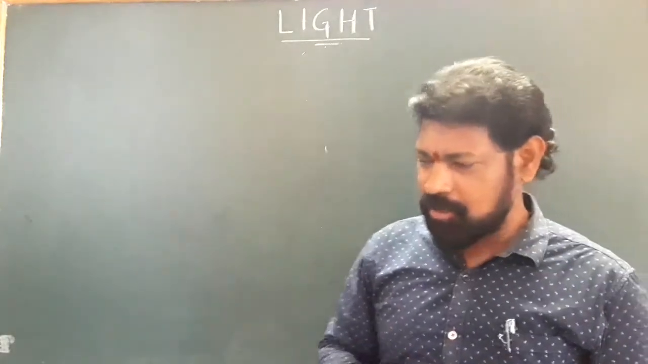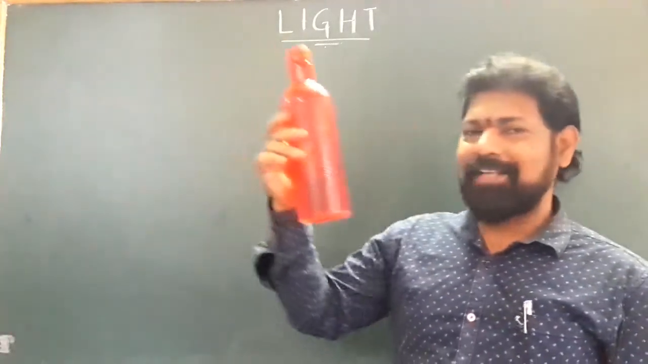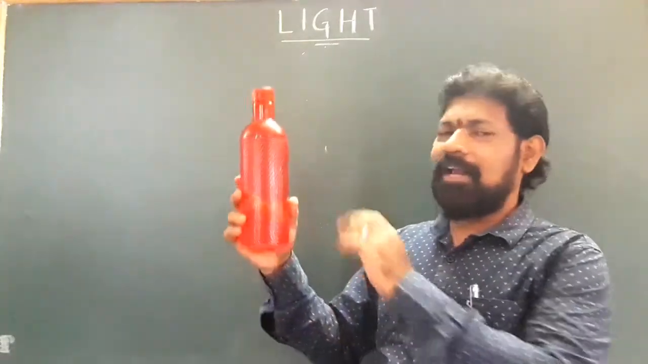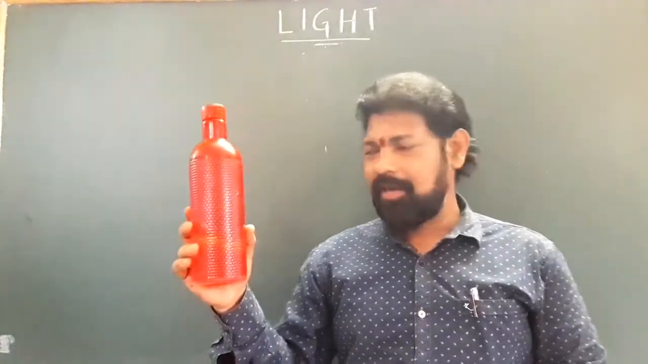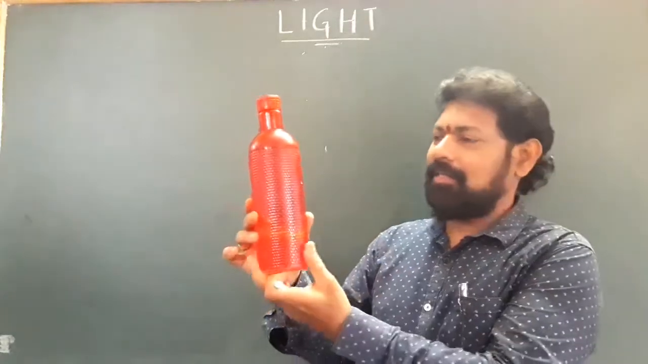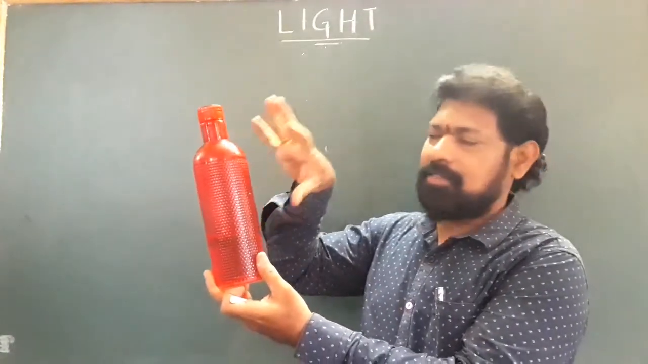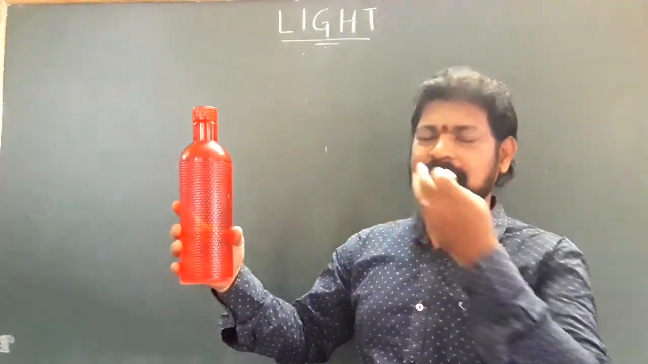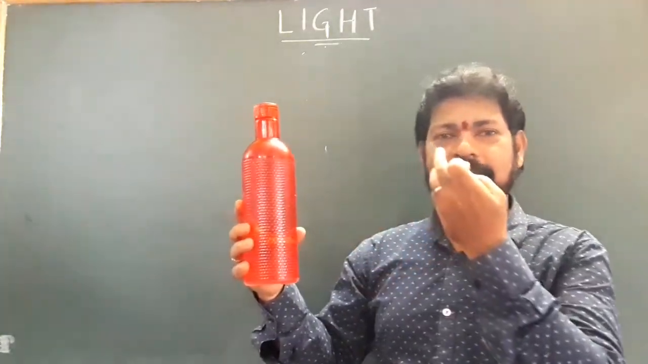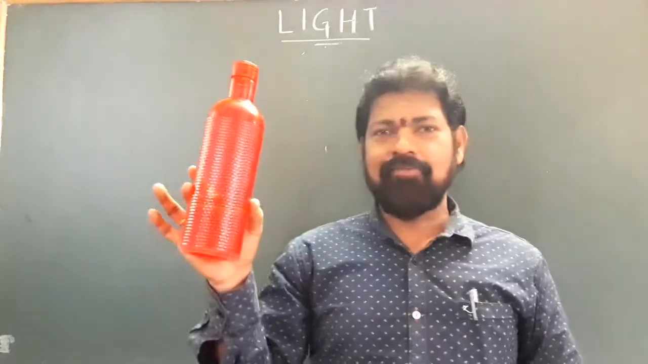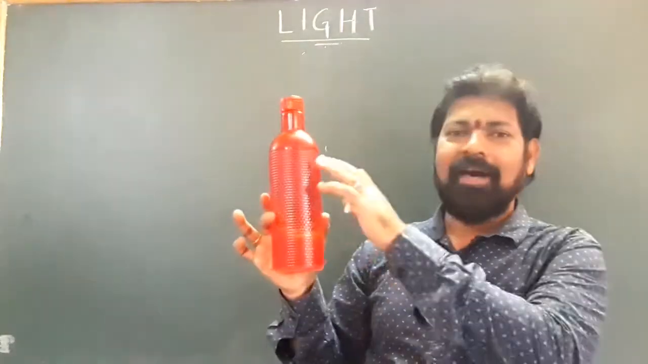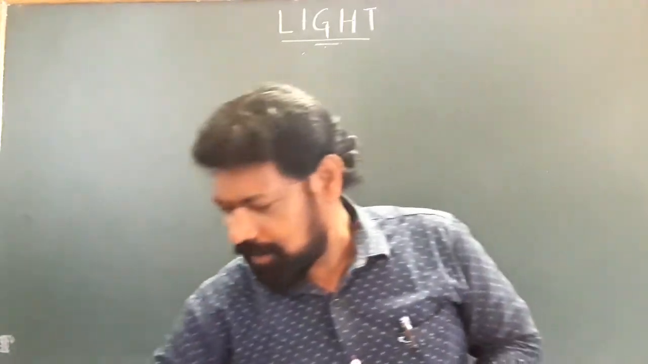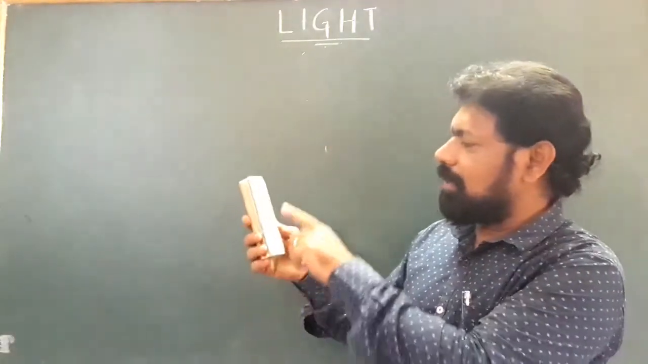So what I am exactly seeing is the chalk piece, but not the light. Similarly, for example, I am holding this bottle. This bottle is visible and the color of the bottle is red. Again, light falls on this object and reflects from the body of the bottle, enters my eye, and then I can see it as red in color. Similarly, I can take something that looks green in color.